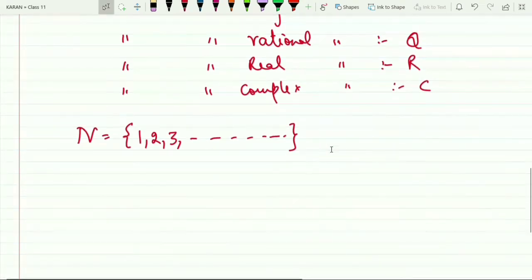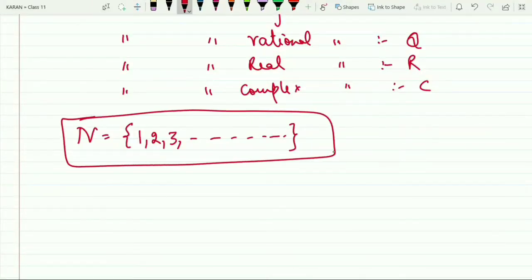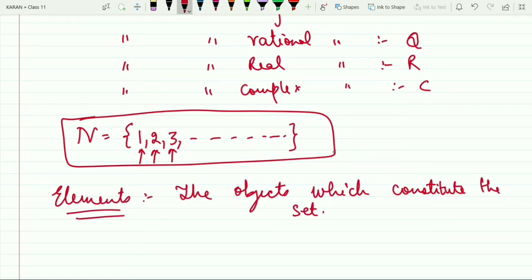Now let me take this example only. That is a collection of all the natural numbers. So what is this: 1, 2, 3? They are the objects of this set, right? They are generally called the elements. Elements means the objects which constitute the set. For example, if I talk about natural numbers, what are the objects which constitute this set? They are 1, 2, 3, and so on. So they can be called the elements of the set, and sometimes they are also known as the members of the set, or the points of the set.